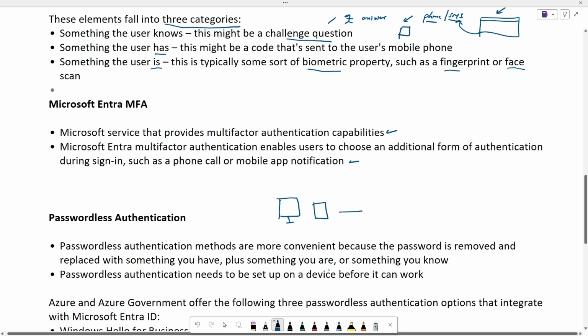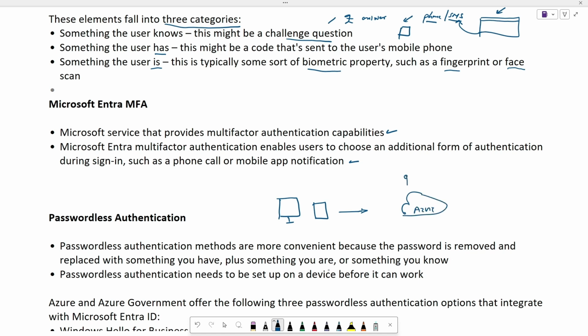So to use passwordless authentication, I need to configure the user. So I need to register these devices onto Azure Entra ID. So what I have to do is change the security parameter for the user. I'll say for the user, the authentication type is passwordless.